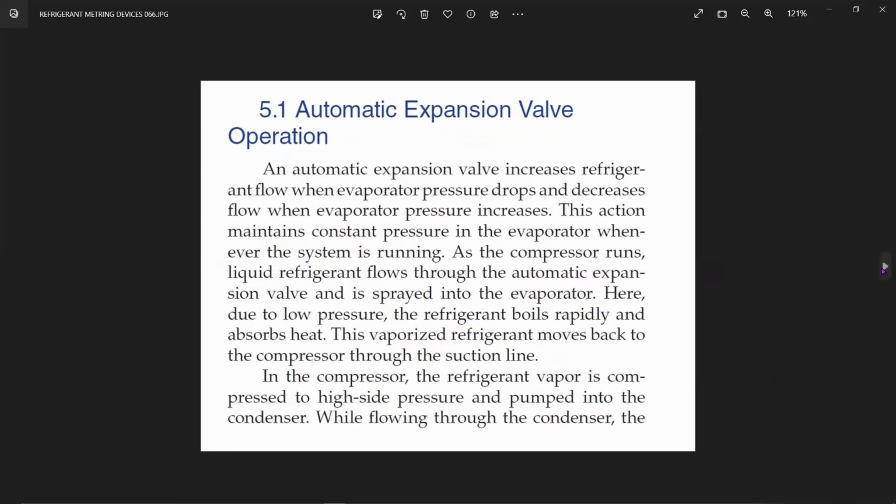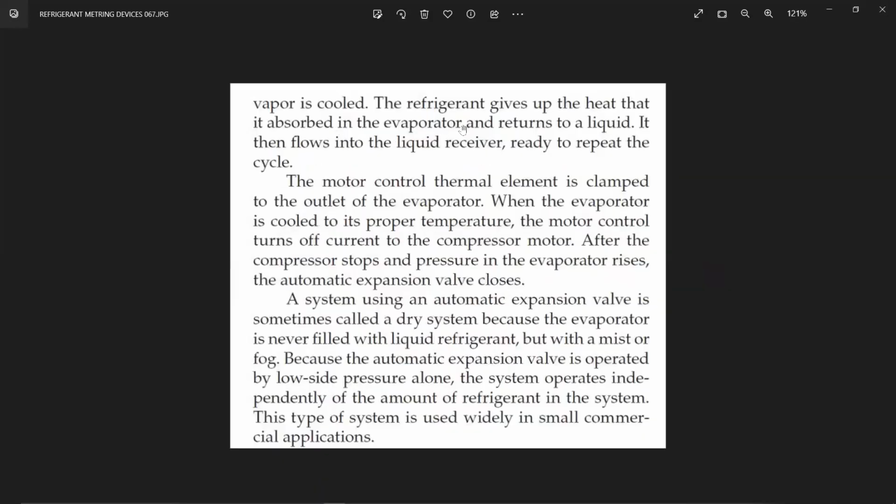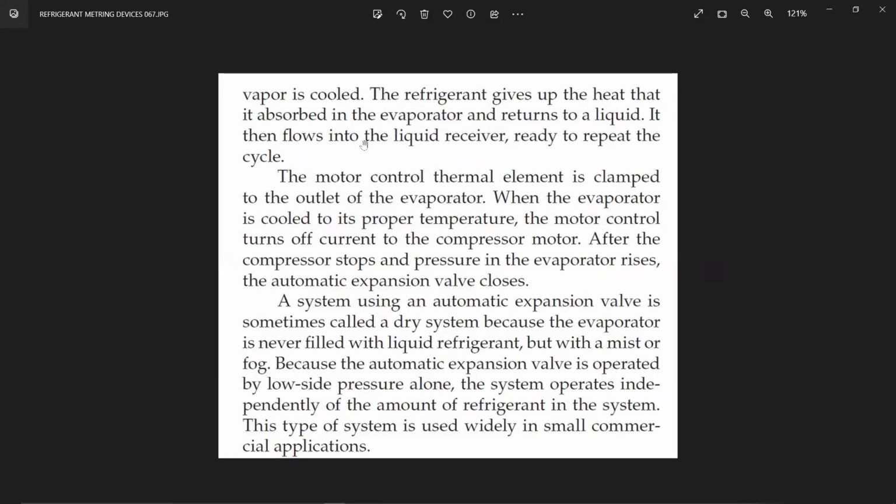While flowing through the condenser, the vapor is cooled, and the refrigerant gives up the heat absorbed in the evaporator and returns to liquid. Now it flows to the liquid receiver and is ready to repeat the cycle. Meaning the same cycle repeats again.